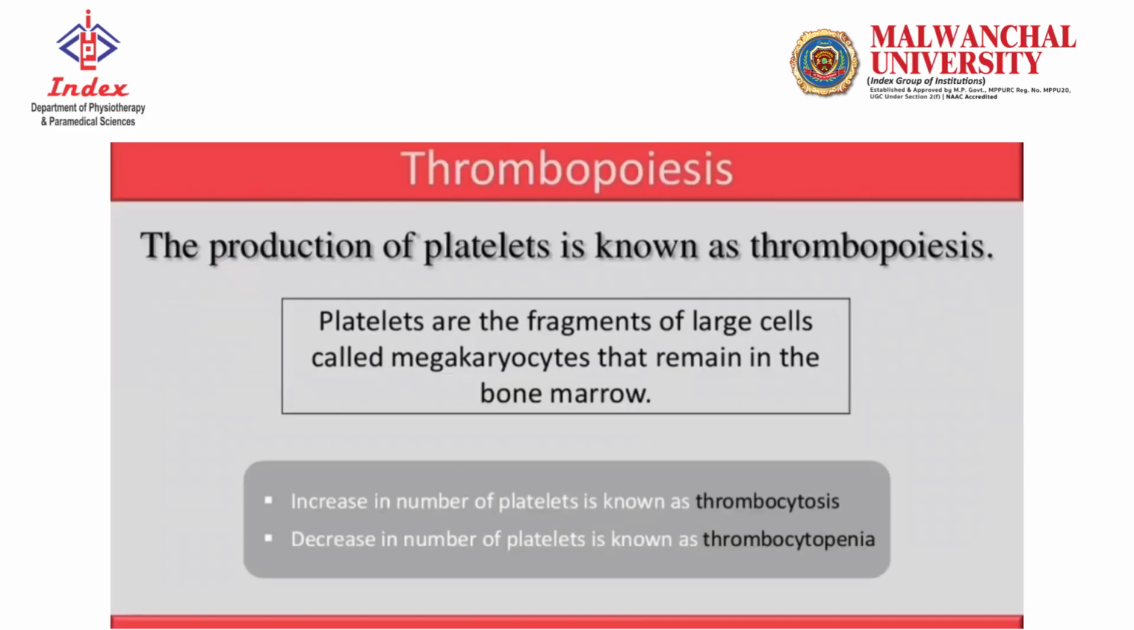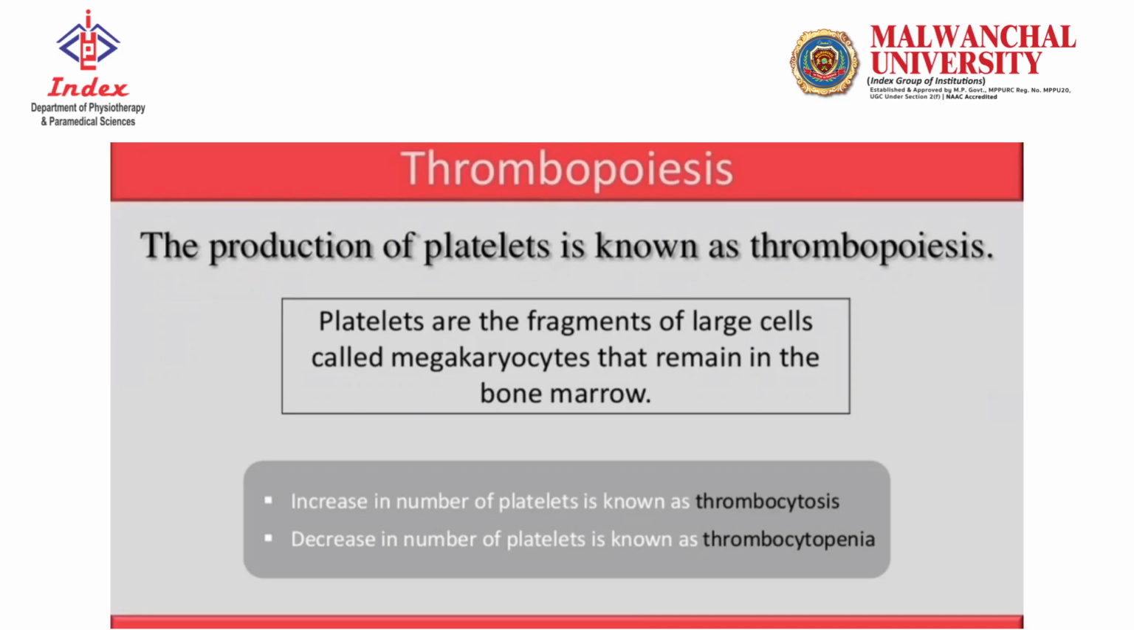Thrombopoiesis. Now we'll discuss thrombopoiesis. The production of platelets is known as thrombopoiesis. Platelets are produced in the bone marrow from stem cells. Platelets are fragments of large cells called megakaryocytes that remain in the bone marrow.